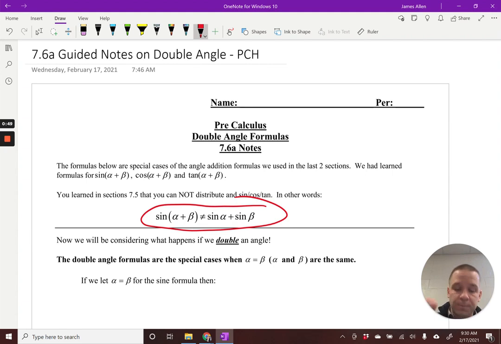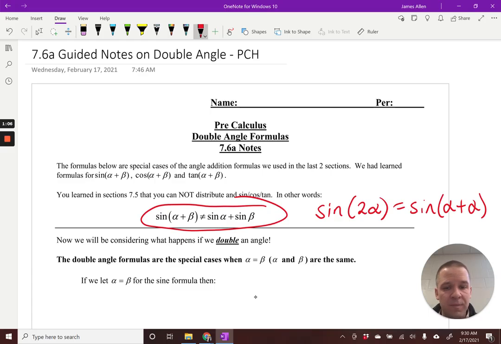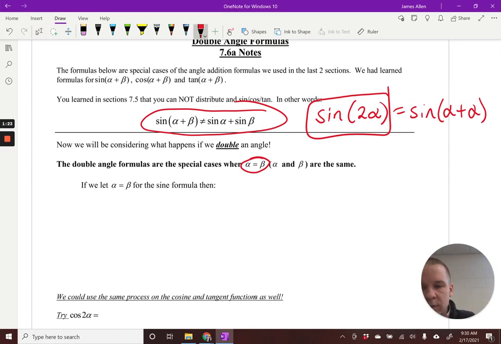Okay. So let's think about this. If it's going to be a double angle, like we're talking about sine of 2 alpha, well, couldn't I just say that's the same as sine of alpha plus alpha? So what if I took alpha equal to beta, and substituted alpha in place of the beta in that sum formula? I could then see what happens mathematically and derive the double angle formula for sine. Let's do it.